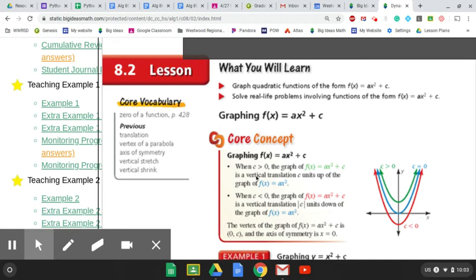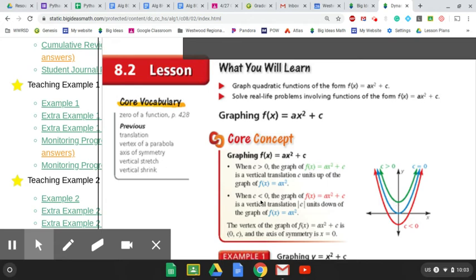Let's see. When our c is greater than 0, or in other words, when c is positive, that means this is going to be a vertical translation of c units up. We're going up because the c is positive. So instead of the vertex being here at 0, 0, it's going to be moved up to this point right here. And the c is going to be where it's going to end up. That's how many boxes we're going to move up on the coordinate plane.